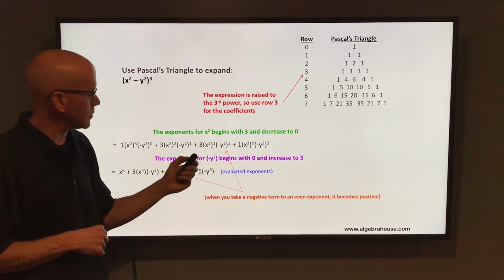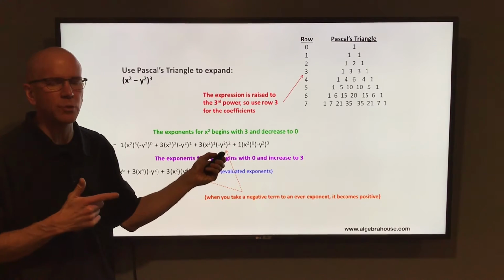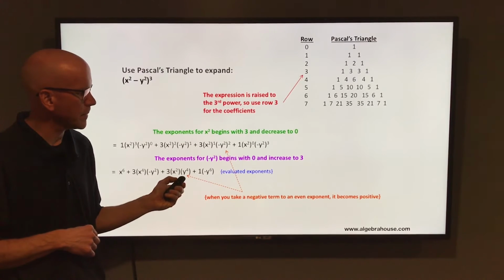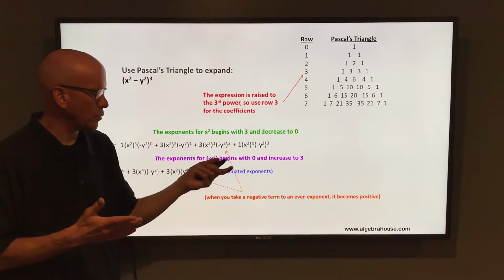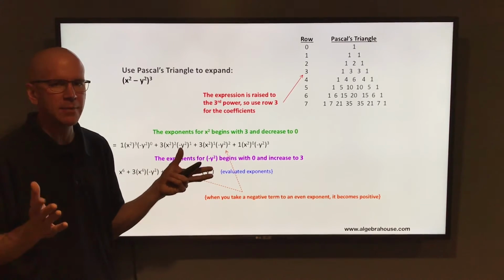Next, x squared to the 1st, that is x squared. Then you have negative y squared to the 2nd power. When you take a negative term to an even exponent, that is going to be positive. So that is positive y to the 4th. Next, we have a 1. Whether you write that or not in the next series here, it's up to you. We're not going to need that in the end.